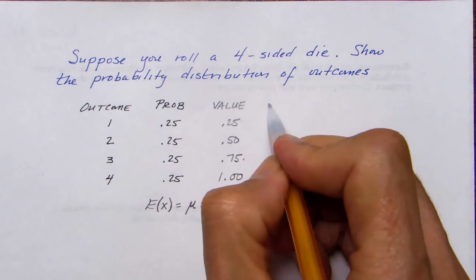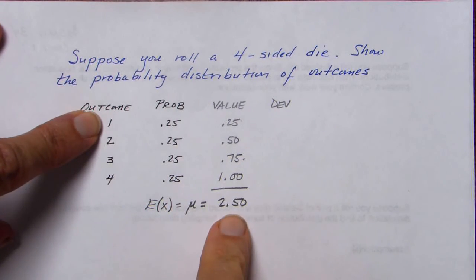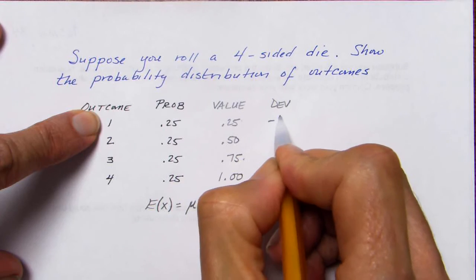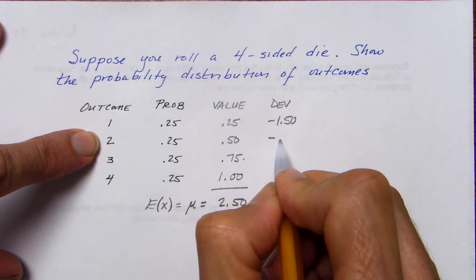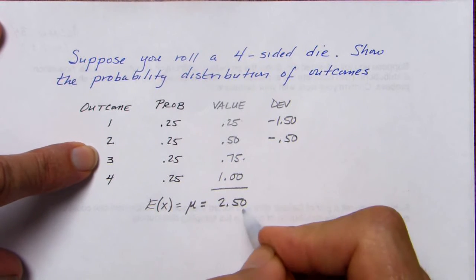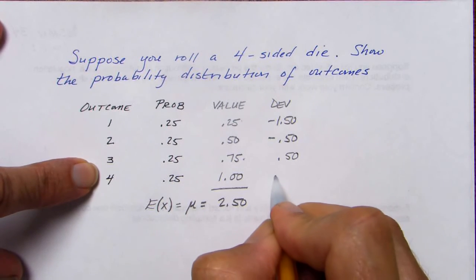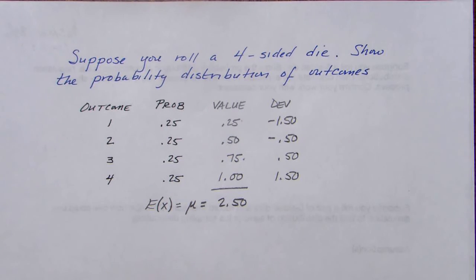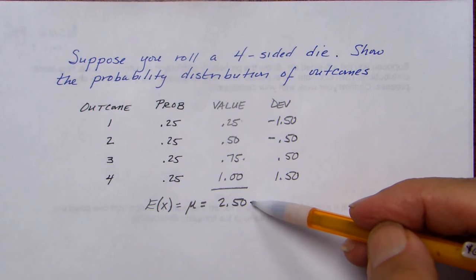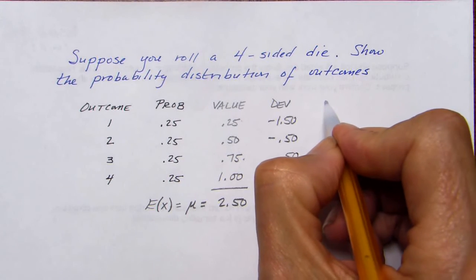So now let's look at, well, how do things deviate from the average? So we have an outcome of 1. Well, that's 1.5 below the average or expected roll. We have a 2, which is 0.5 below. 3, which would be 0.5 above. And 4, which would be 1.5 above. And those would be the deviations. And as we see here, 2.5 is in the middle, so the positive and negative deviations balance out or cancel out. So we're now going to square the deviations.